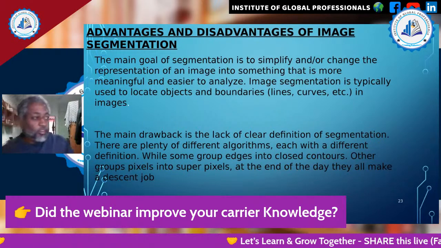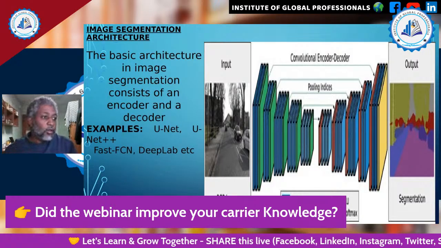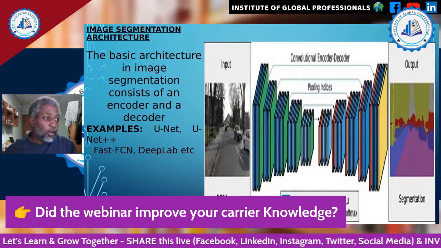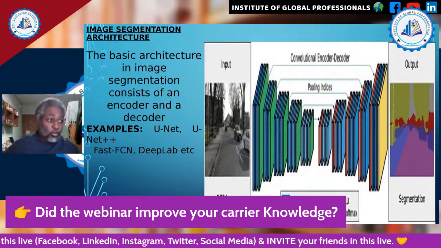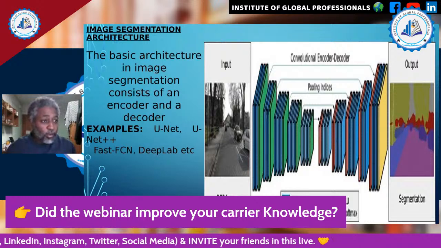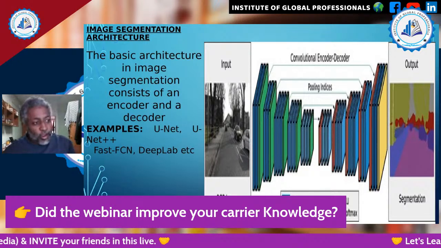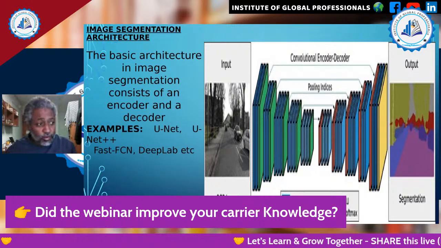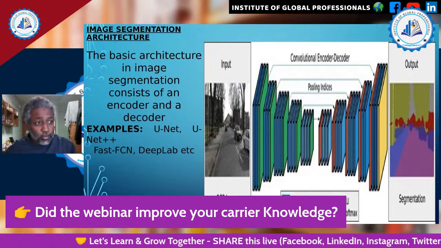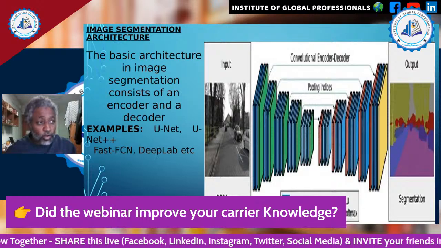Okay, now the image segmentation architecture. The basic architecture in image segmentation consists of two parts, the encoder and the decoder. So from this diagram, if you remember, we talked about the three layers, which is the input, the output, and the encoder-decoder layer.